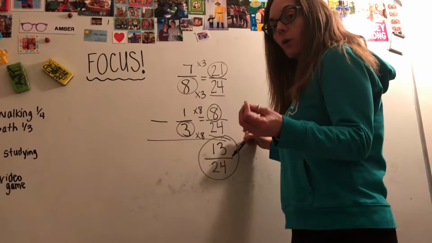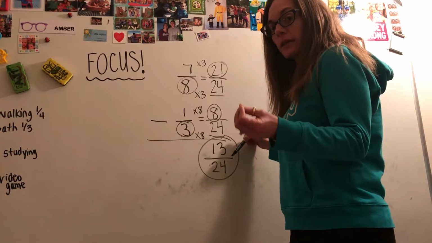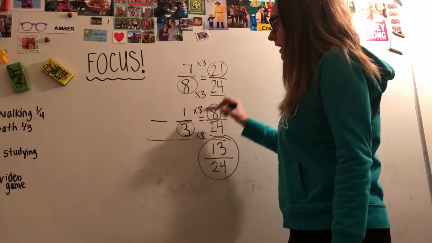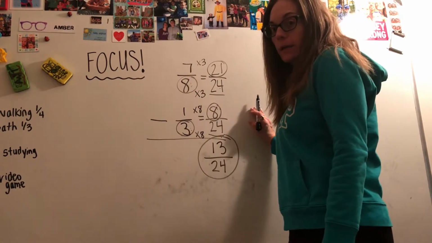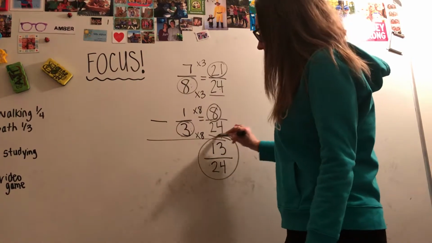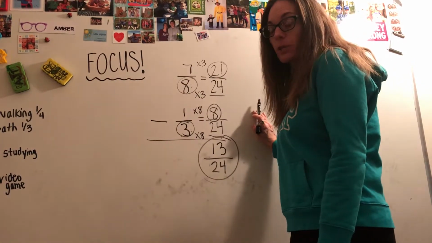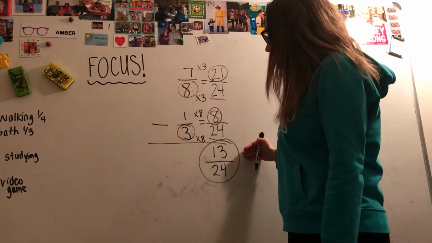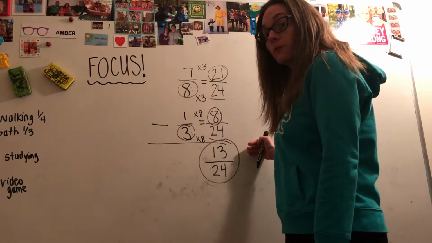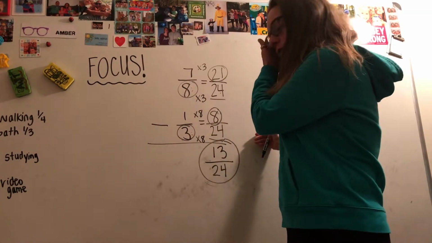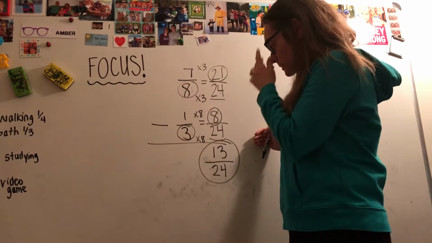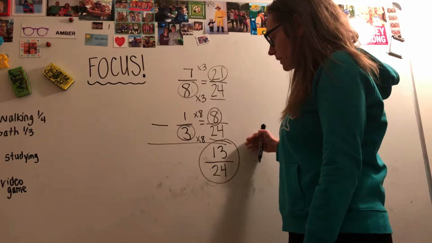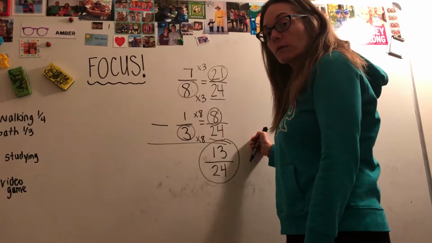Now, here is the only thing that you need to make sure that you pay attention to if you decide to use this method of multiplying the denominators to get your new denominator. You have to make sure that this fraction is simplified. You can do that by trying to divide them both by 2, or maybe dividing them both by 3 to see if it can be simplified in any way. So think about that fraction for a second and think about if there is a number that can be divided evenly into 13 and 24.